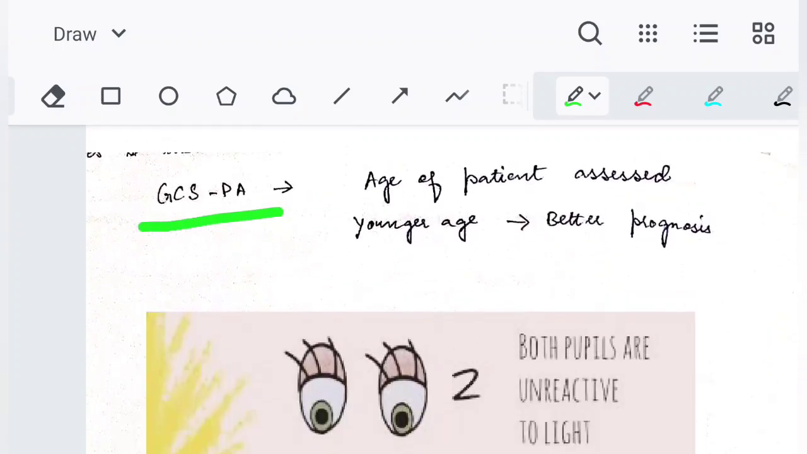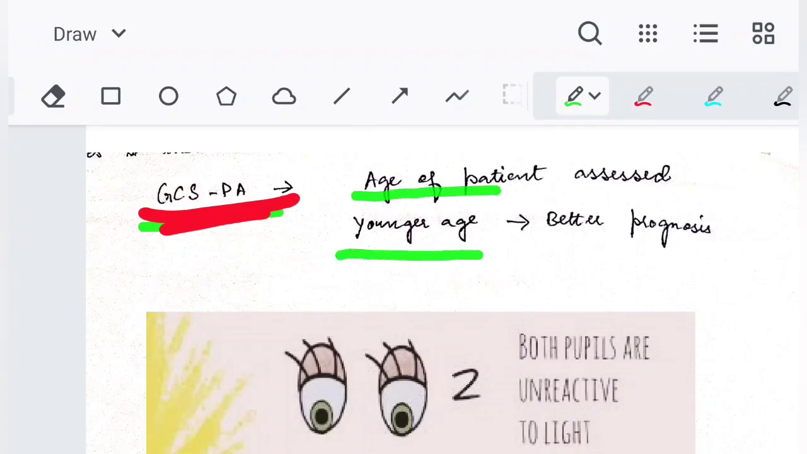In GCS PA, we already discussed GCS PA, the age of the patient is also calculated. So the younger the age of the patient, the better the prognosis.